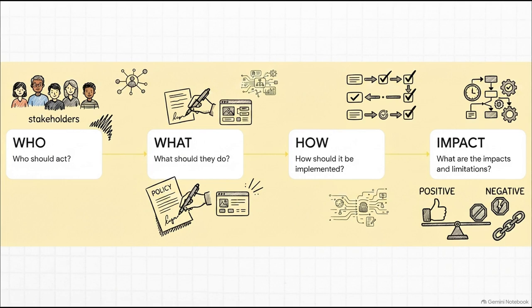When you are proposing courses of action, like, say, suggesting technology companies improve their reporting systems to fight cyberbullying, use these 4 steps. Detail exactly who should act, what they should do, how it should be implemented, and, crucially, what its impact and limitations might be. You want to justify which solution is actually the most practical in the real world.